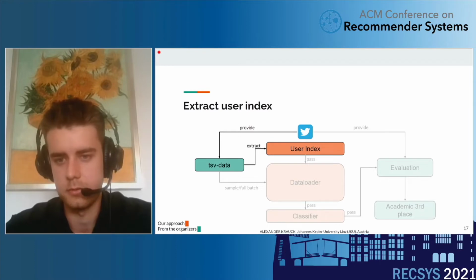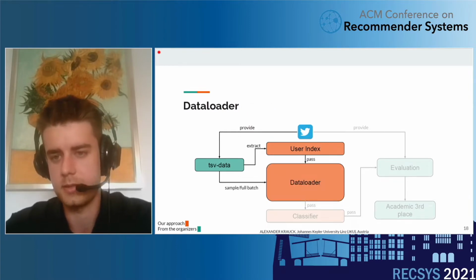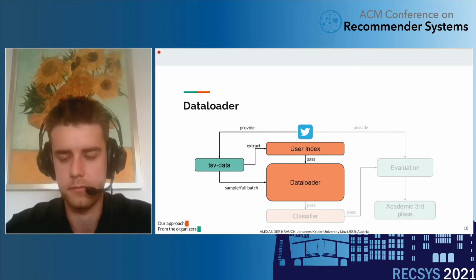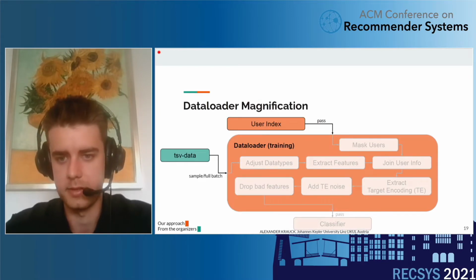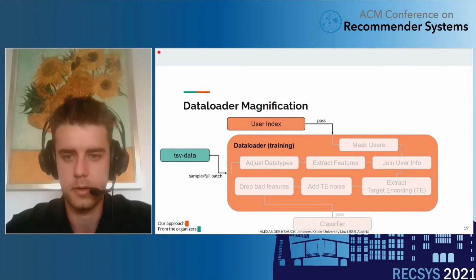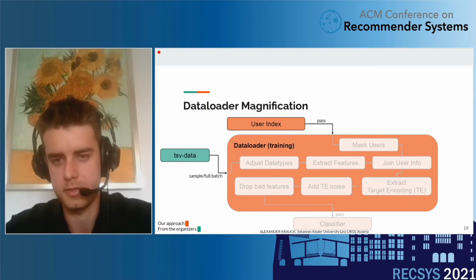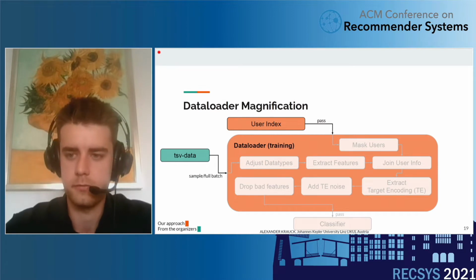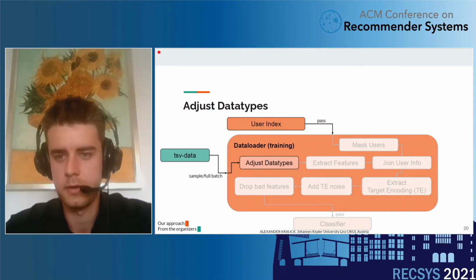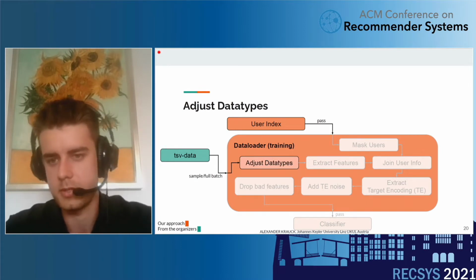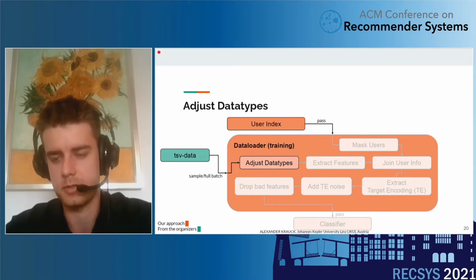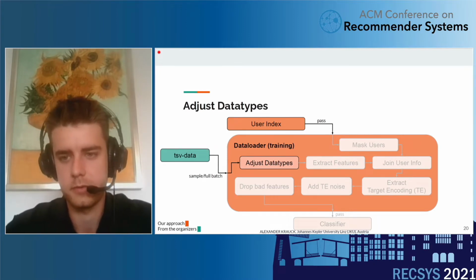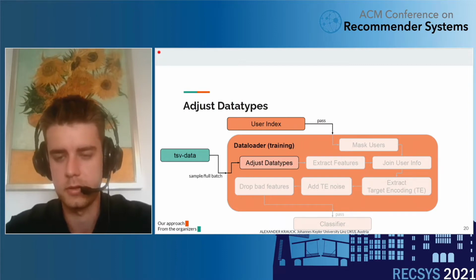The next step was to use the TSV data to extract further features and prepare it for the classifier. For the training, we sampled 1.5 million samples from this 1 billion samples at random to keep the model more lightweight. The first step in our data loader was to adjust data types. This means, for example, the language feature was converted to a simple categorical feature.